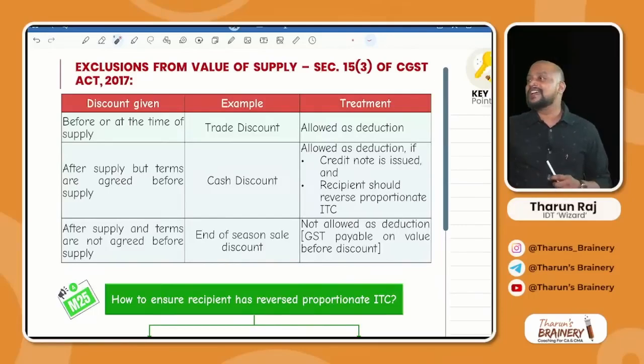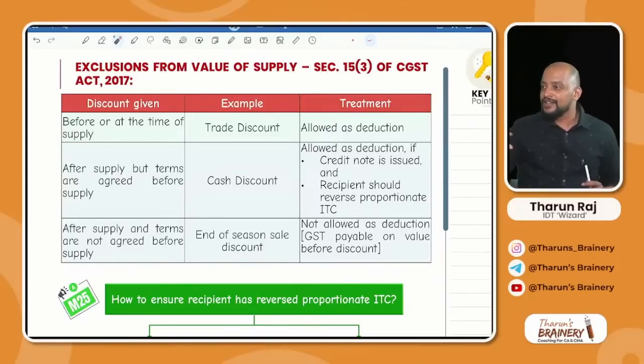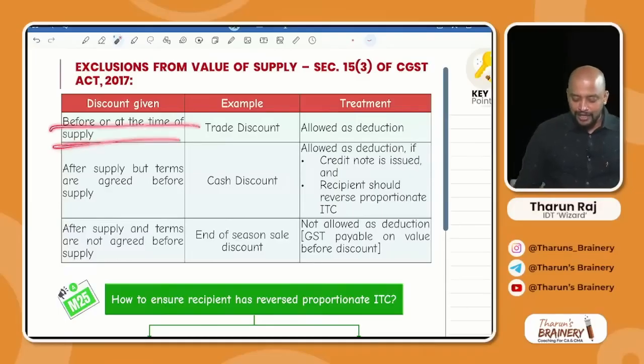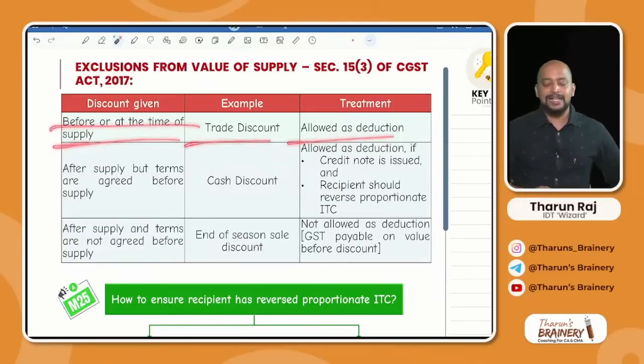Now the shopkeeper will raise a bill. What is that bill? Value 500 minus discount 300, so 200 rupees he will mention. So now GST is payable only on 200. It's a pre-supply discount. Discount given before or at the time of supply, a trade discount, is allowed as a deduction.